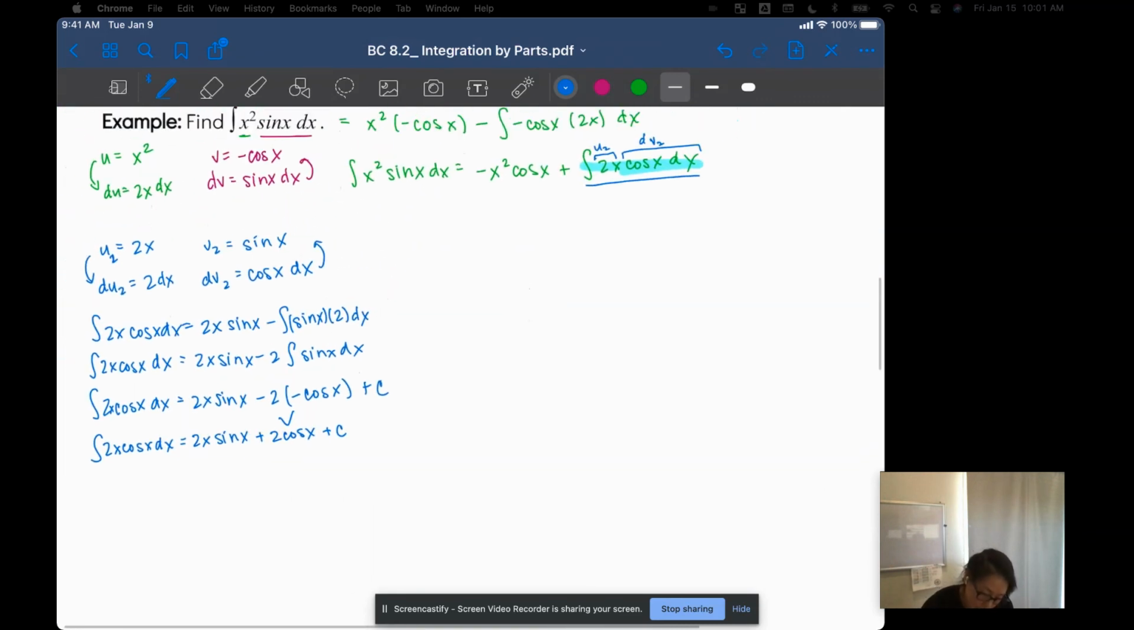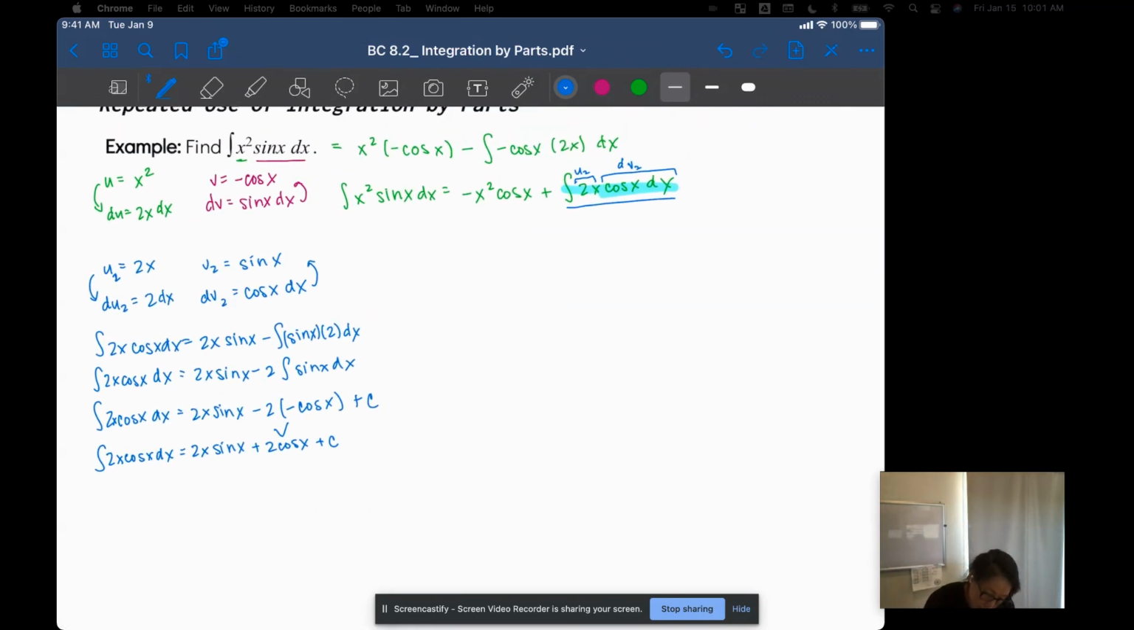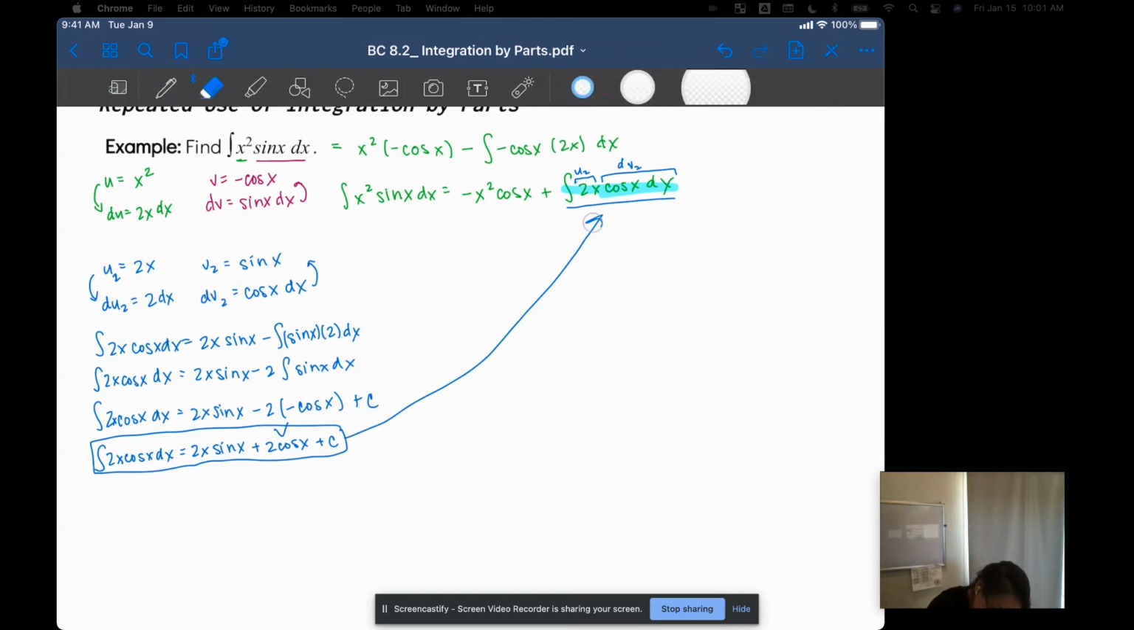So I'm almost done here. What I need to do now is take my antiderivative, the integral of 2x cosine x dx, and substitute it into my other problem. So I just did a little side work. So what I get is, let me erase this because that line is in the middle of the page.